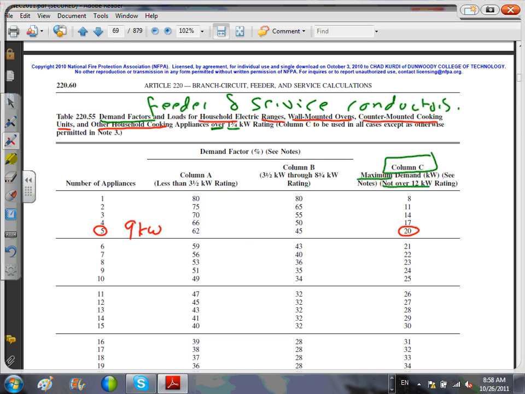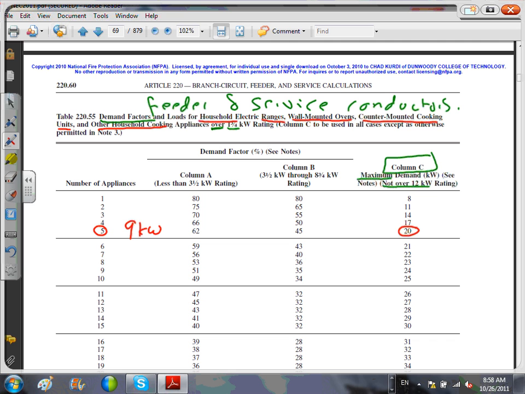This is the most confusing part about this table, guys. Your default is always C, unless it lies under A or B, then you can apply A and B and choose the one that gives you more demand. Let's take this one. Any question about this first? I have 9 kW, 20, no problem. 20 kW, done.